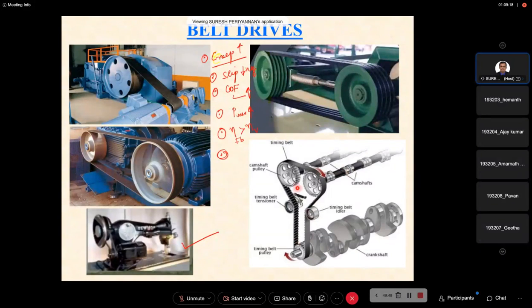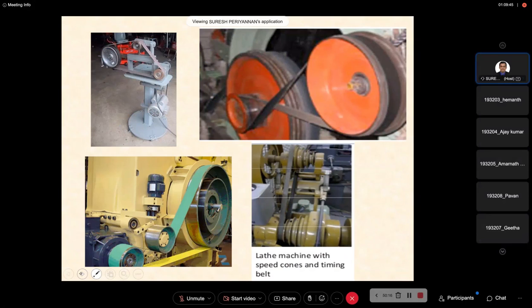Now see here, this is another mechanism, the timing belt. A timing belt is a toothed belt, also called a toothed belt. In our IC engines, we operate the inlet and outlet valves with the help of this toothed belt and toothed pulley. It's also called a timing belt. There are a few applications I have put here, and this is the flat belt with idler pulley.